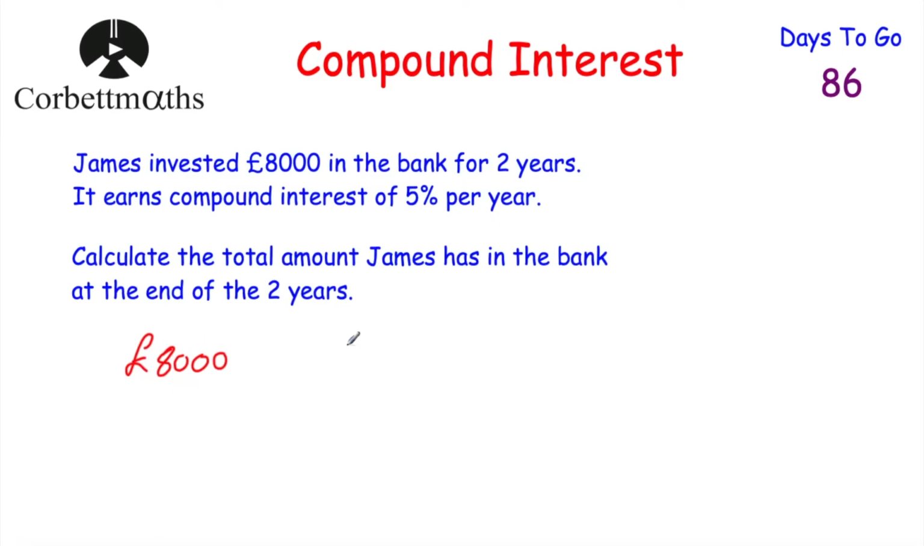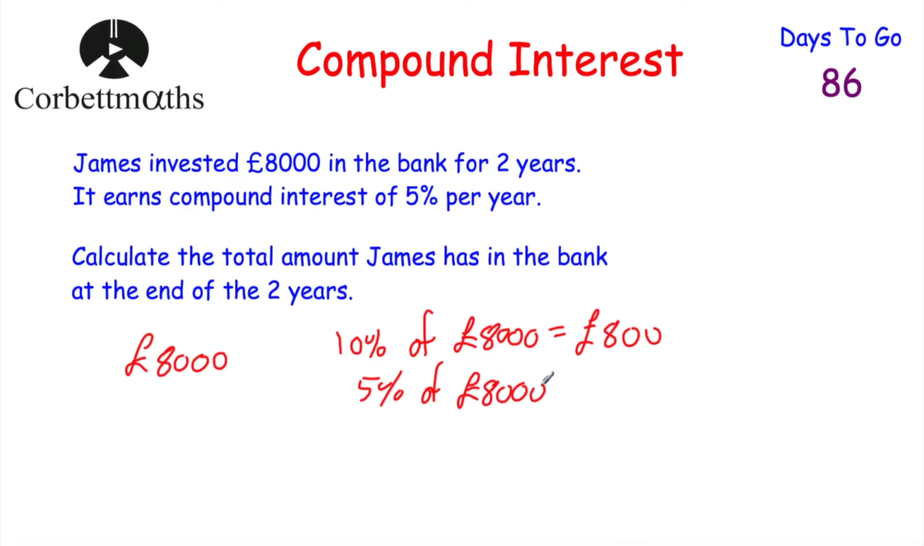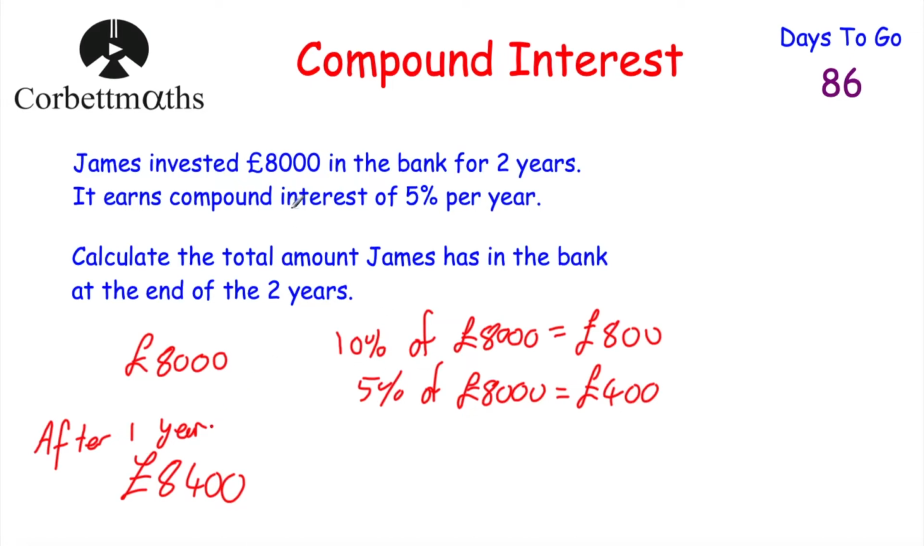So I'm going to get 10%. 10% of £8,000: to get 10% of something, you divide it by 10, so that'll be £800. So 10% is £800. Now to get 5%, we're going to half it. So 5% of £8,000 would be half of 800, which would be 400. Because the money in the bank earns 5% interest per annum, at the end of the first year, he'll have the £8,000 plus 400, which would be £8,400. So he'll have £8,400 after 1 year.